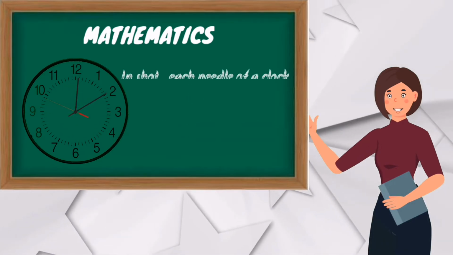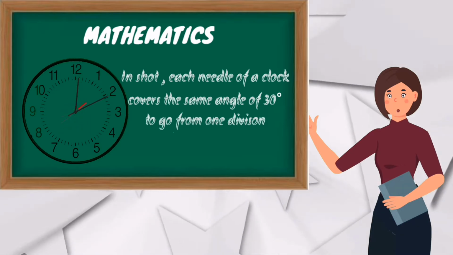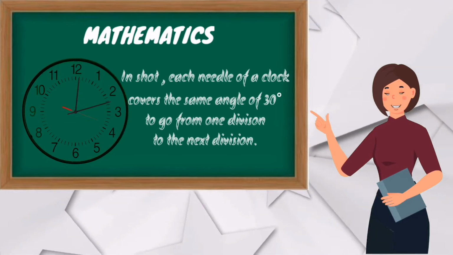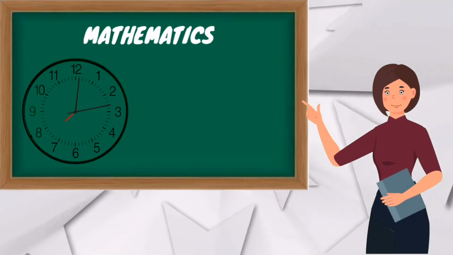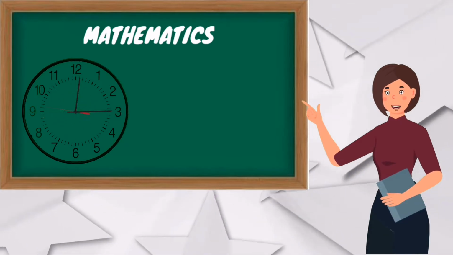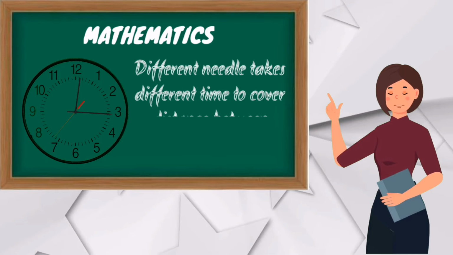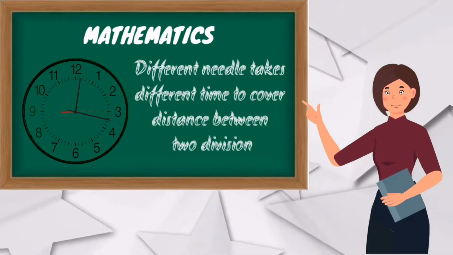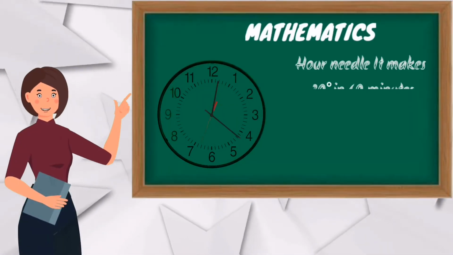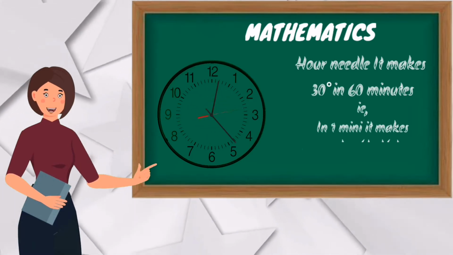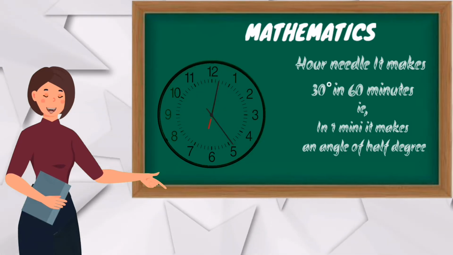So, in short, each needle of a clock covers the same angle of 30 degrees to go from one division to the next. But the point to be noted is that it takes different times to cover this distance. That is, different needles take different times to cover the distance between two divisions. An hour needle makes an angle of 30 degrees in 60 minutes. So, in 1 minute, it will make an angle of half a degree.